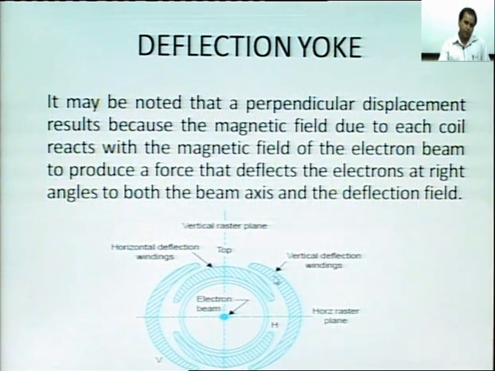So, the presence of current in the vertical deflection winding will have a magnetic field associated with it. That magnetic field which is present here will interact with the magnetic field present due to the electrons in the electron beam. When these two magnetic fields interact, a force will be exerted on the electron beam, and under the effect of that force this electron beam will be deflected in the vertical direction, that is towards up or towards down.